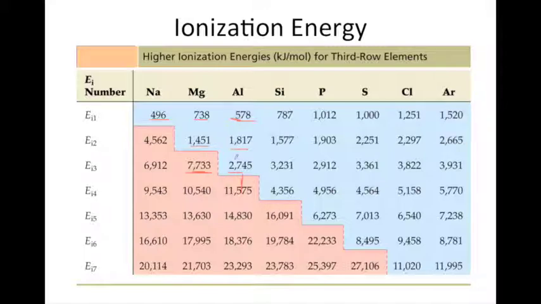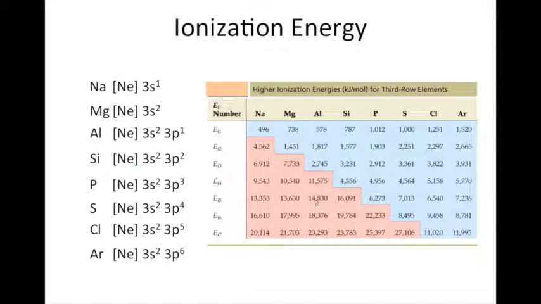So why is this trend the way it is? Well, we need to look at the electron configurations for these atoms. Here we can see the electron configuration for sodium. Sodium has only one valence electron. So the first ionization energy, we're removing this outermost valence electron, and that comes off very easily. The second through the seventh ionization energies, we would be removing core electrons.